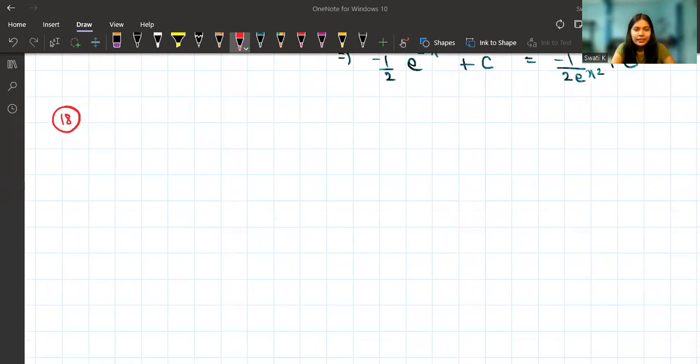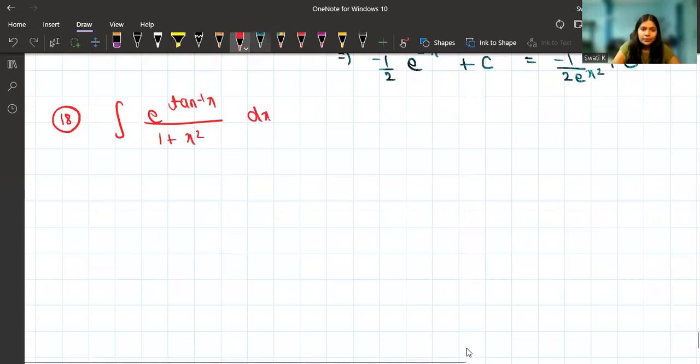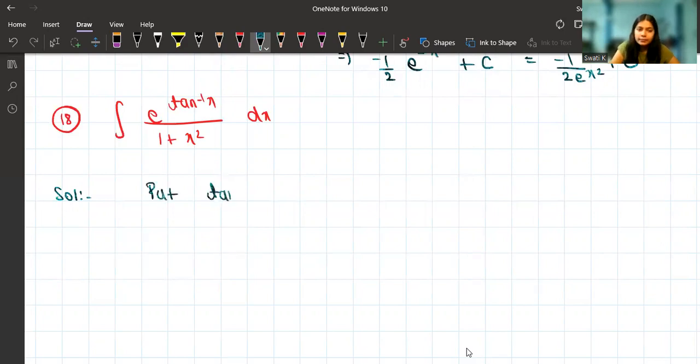In the 18th question, we have to integrate e raised to tan inverse x upon 1 plus x squared. This is super simple. As soon as I write this question, I just got it. But what do we have to substitute? If you're good in derivatives, it's very simple to understand. Let us put tan inverse x as t, because I know that the derivative of tan inverse x is 1 upon 1 plus x squared. That is given in the question.